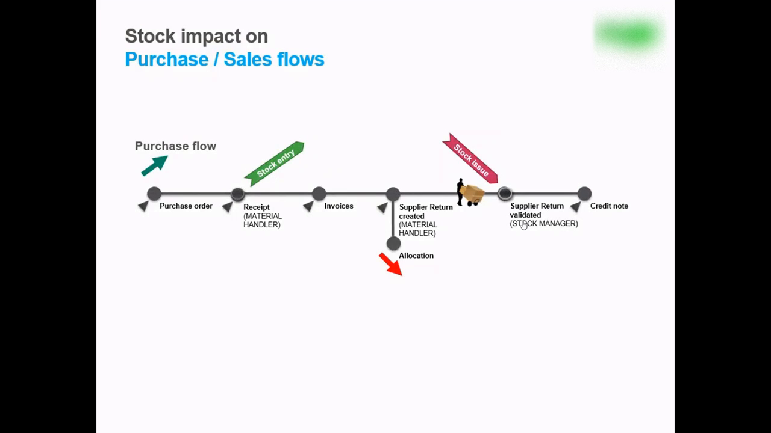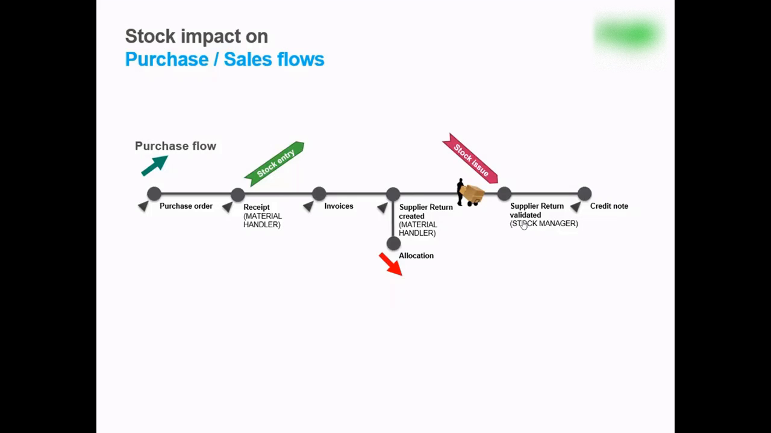What's the impact on the stock by the business processes? Well, stock levels are impacted by purchasing flow during the supplier receipt and during the supplier return validation. Both transactions are usually done by the material buyer. The receipt increases the stock level and return decreases the stock level.